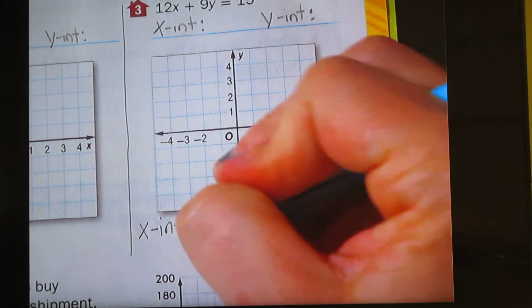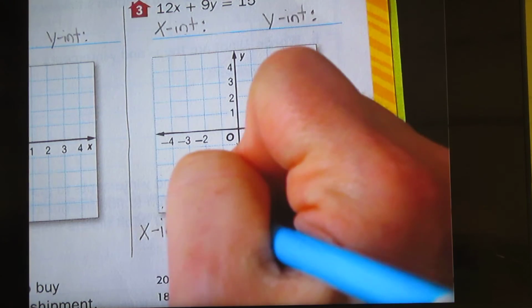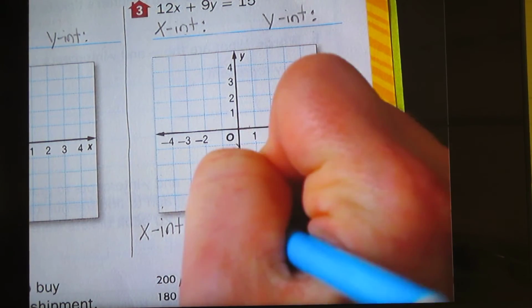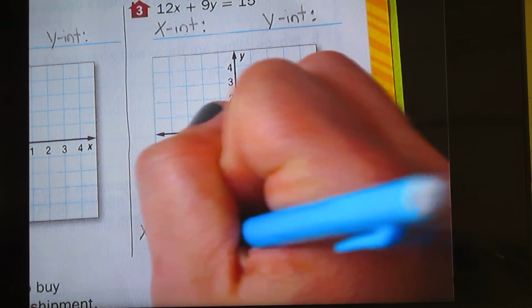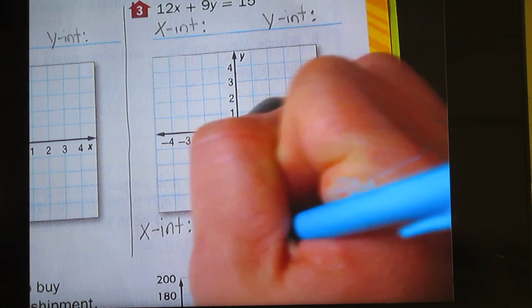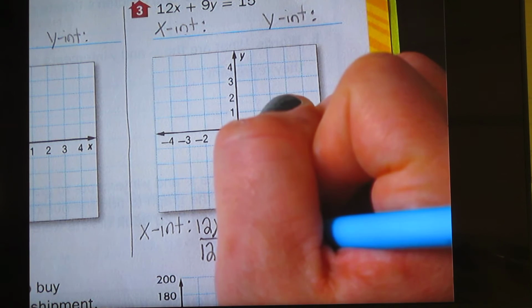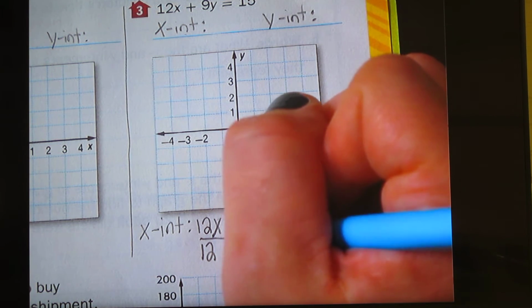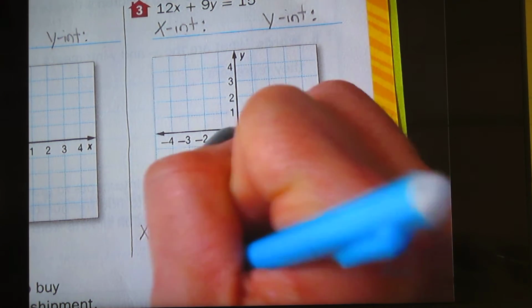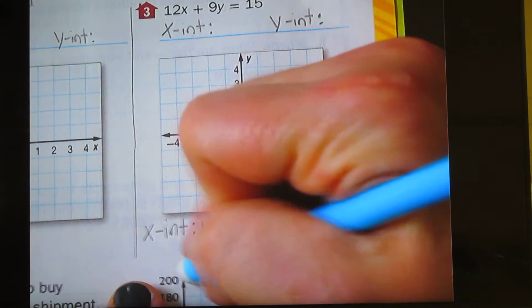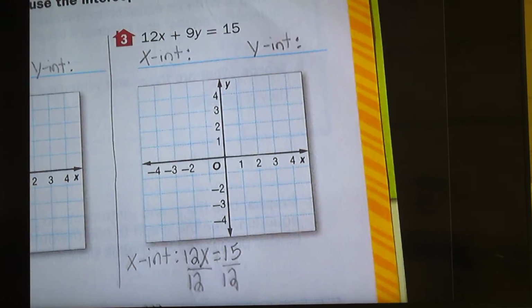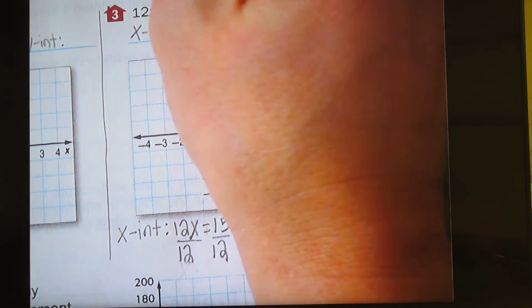Oh, I forgot my x. So 12x equals 15, and this is a simple one-step equation. Divide by 12 on each side. 15 divided by 12 gives me 1.25. I'm just going to come up here to save a little bit of room and make it not look so messy. So x is 1.25.